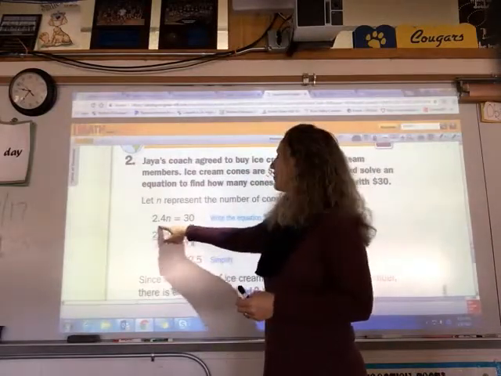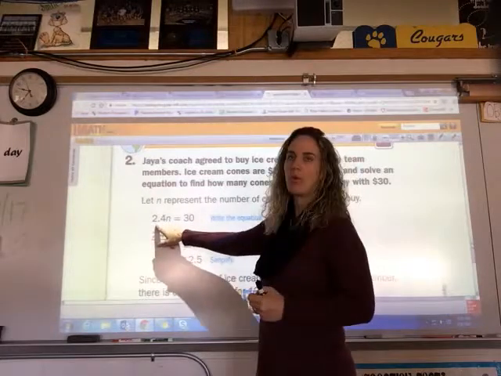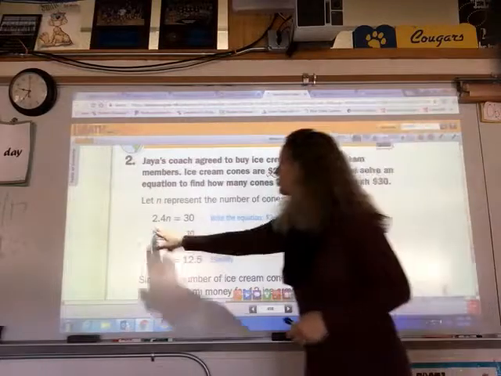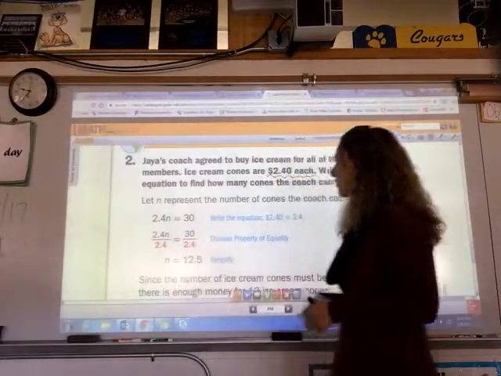Again, we have a decimal coefficient here, so we're taking n times 2.4. Opposite would be to divide, so you're going to divide both sides by 2.4. Those are going to cancel out. N is going to equal 12.5.